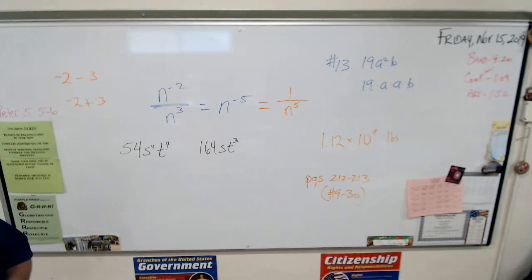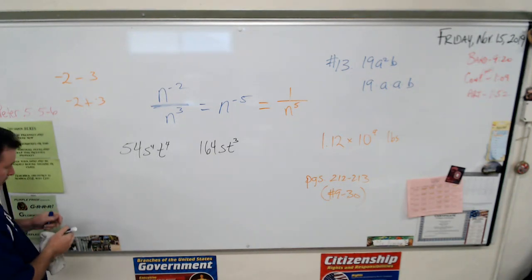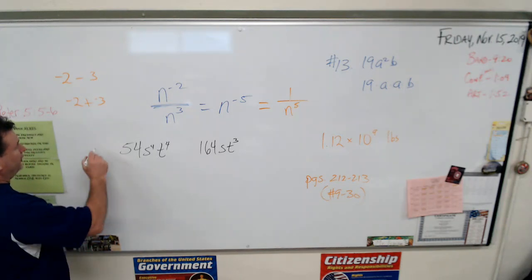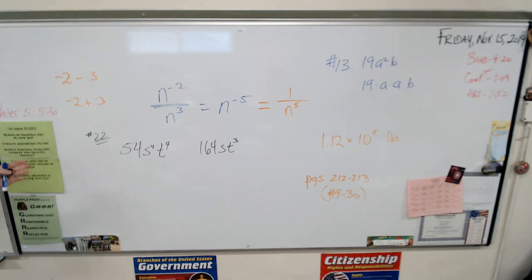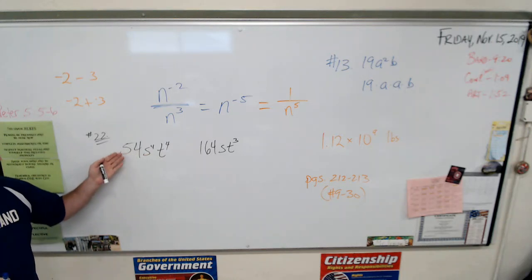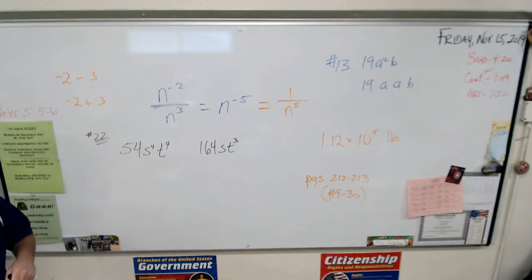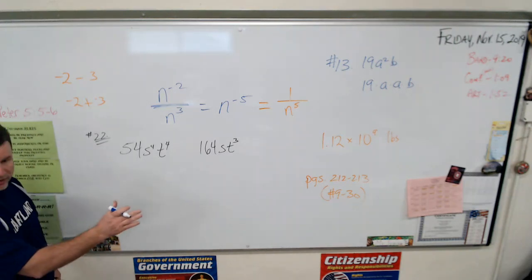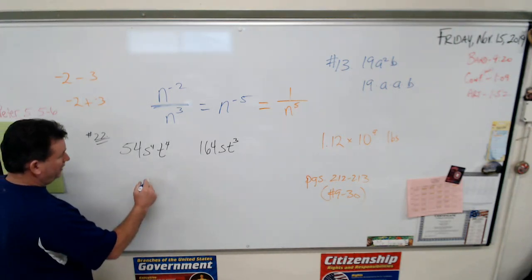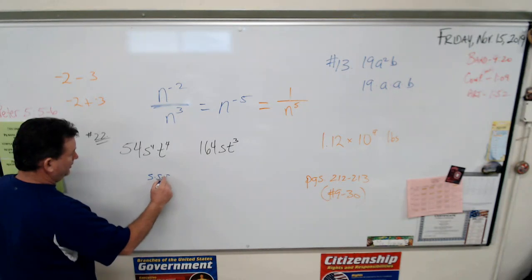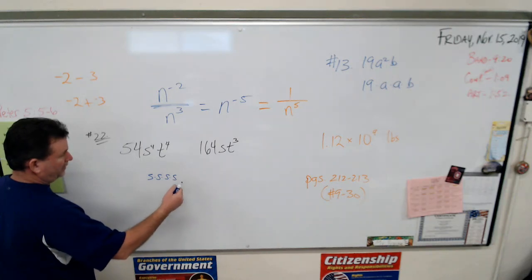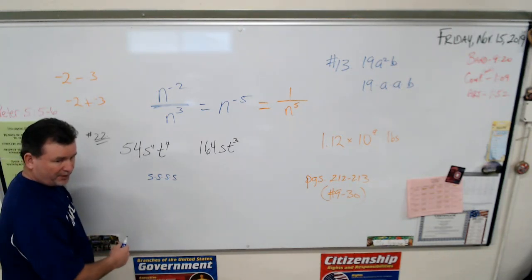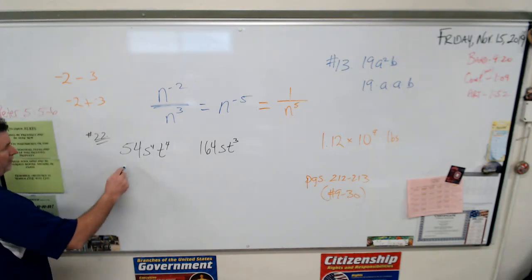Ladies and gentlemen, number 22. In order to find the greatest common factor, we've got to do the prime factorization. So, first thing I'm going to do is concentrate on my 54 and 164, right? And by the way, that's the hardest part because the variables are easy. It's going to be S times S times S times S times T times T times T times T, right? All right, so we're going to do 54.